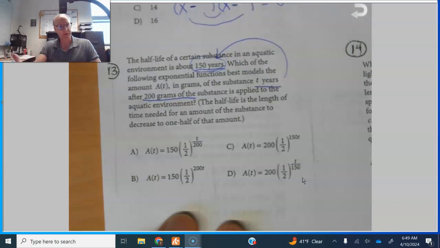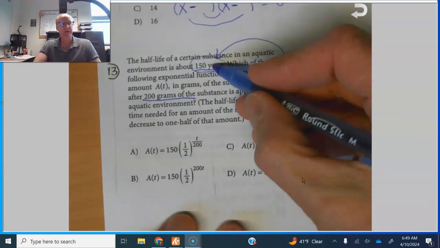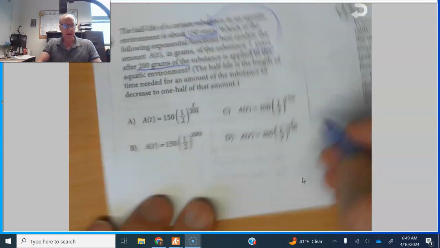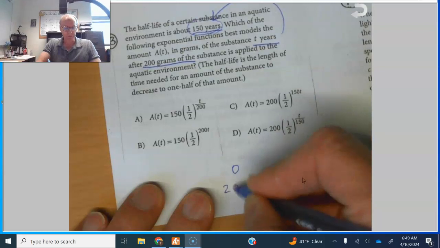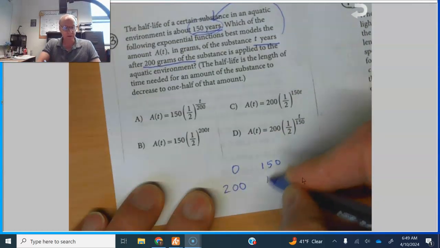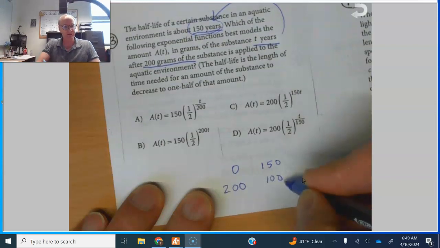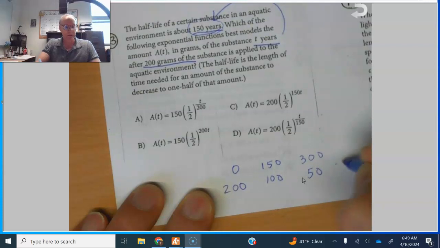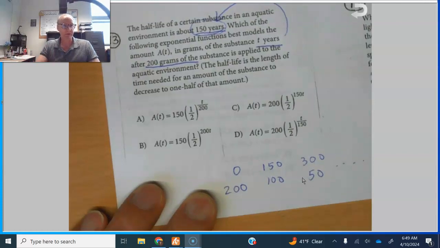And if you put 300 in, you get a fourth as much out, and so on. Every 150 years, you cut that value in half. So at 0 years, you start out with 200. At 150 years, you have 100 grams left. It's half as much. At 300 years, you have 50 grams left, and so on. Here's some values you can put in. Of course, you have to understand how exponentials work and how half-life works.